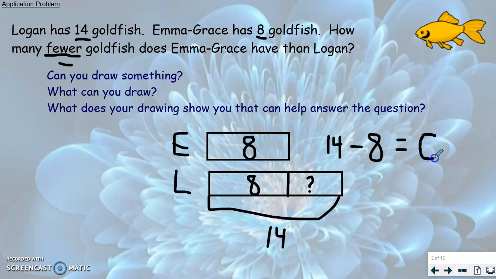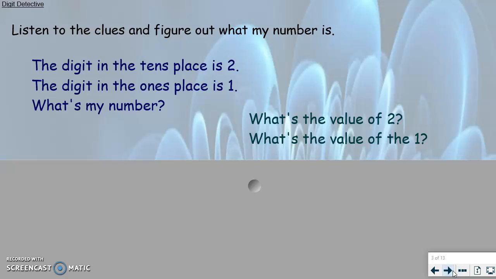All right, guys, the answer you should have gotten is 6. So we could fill this part in with 6. Emma has 6 fewer goldfish than Logan. All right, good work, guys. So let's go ahead and move on to our lesson for today. So we're going to read these riddles, and you guys are going to be digit detectives. You're going to tell me what the number is. So listen to the first one.